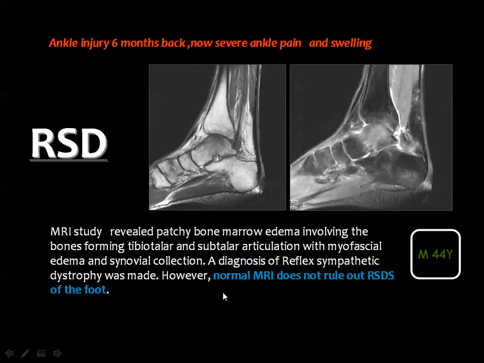And this is also stated in the literature that normal MRI does not rule out the presence of reflex sympathetic dystrophy, and this will depend mainly on the appearance of the foot. If you feel that the foot is swollen, it is red, and is very, very sensitive to touch, then you know that the patient has passed into this particular syndrome.